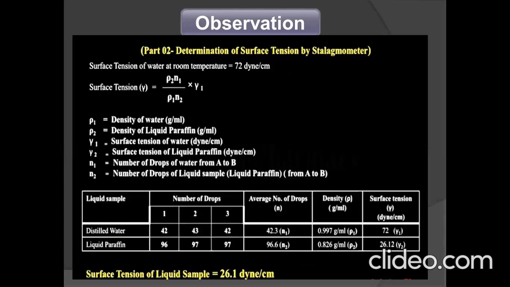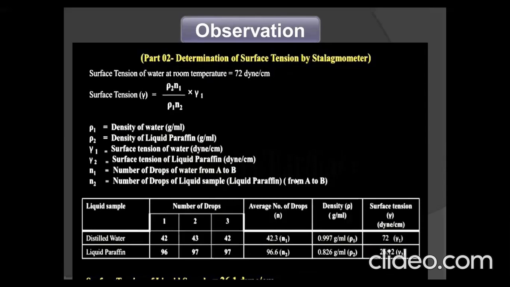While doing so, you have to count the number of drops which are formed by that liquid while falling from point A to B. By that you will get the number of drops of water, and you have to repeat the same procedure for the sample liquid and count the number of drops formed by that sample liquid. So from that you will get the values of N1 and N2, where N1 is the number of drops of water formed from A to B, and N2 is the number of drops of liquid sample. Here the example is liquid paraffin.